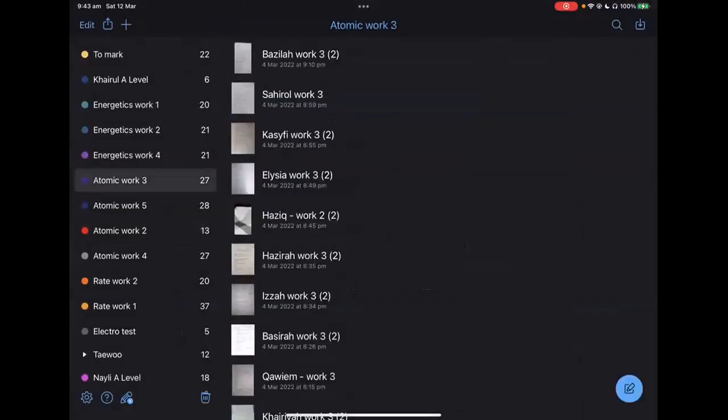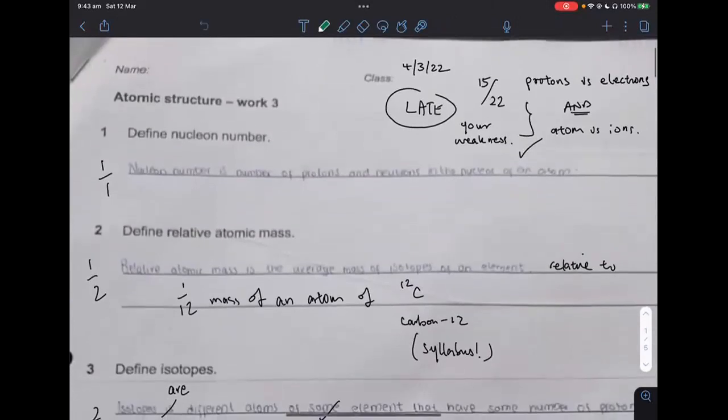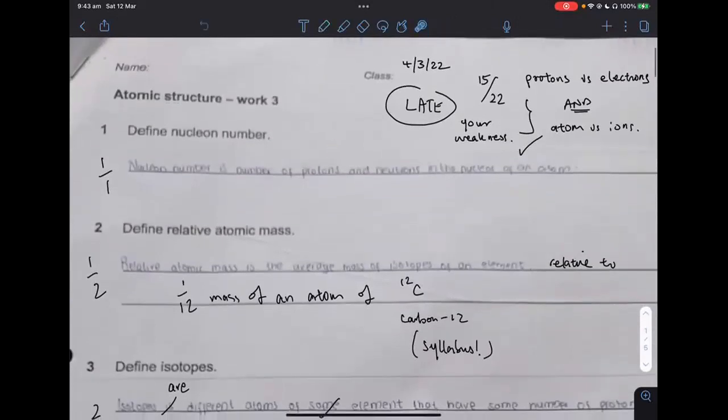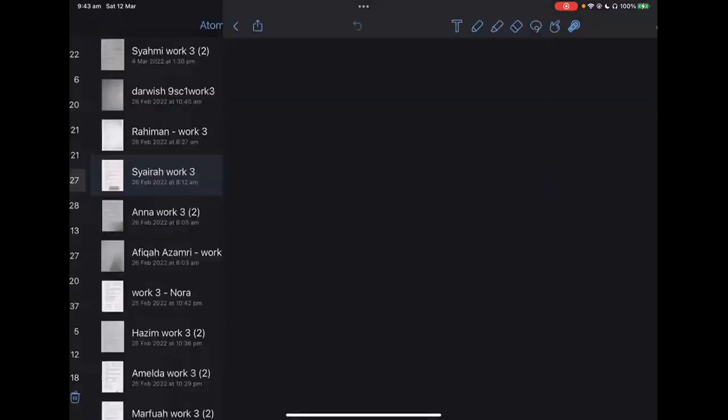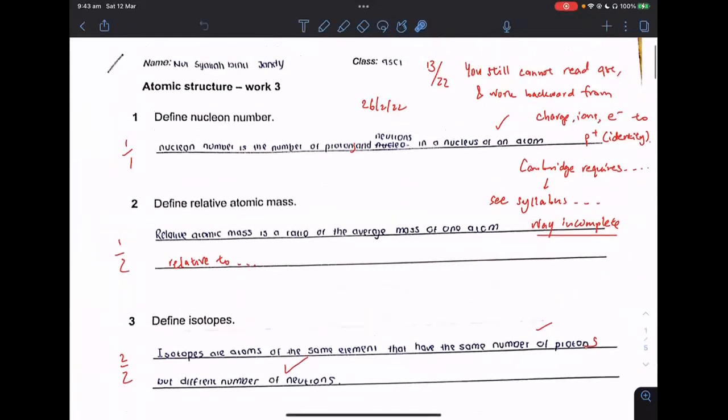So work 3 was this thing on calculation. Quite a lot of calculations on relative atomic mass. I realized that, for example, if I open up some of your work, I think it was people like Shaira, you see, this is Shaira's paper. She has only written down one part of the definition. By right, the Cambridge syllabus, if you look carefully in the notes, I might have made a mistake of not following the syllabus word by word. It's actually the average mass of the isotopes.